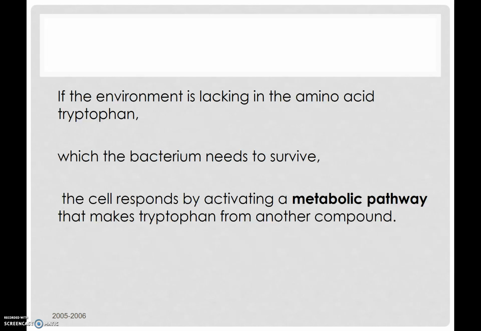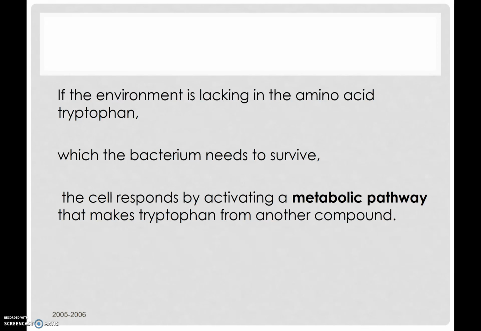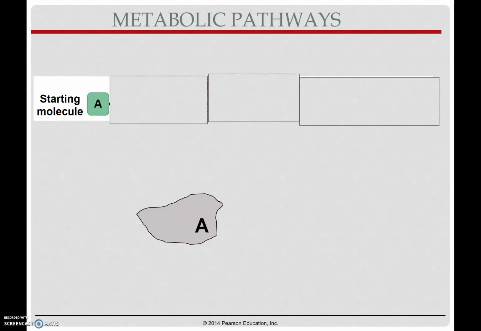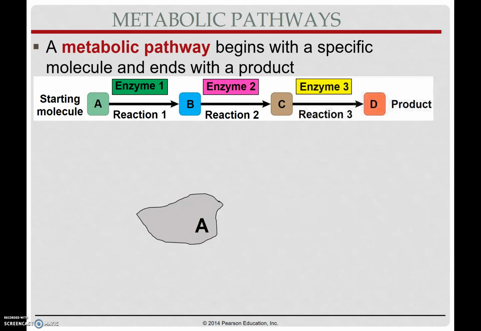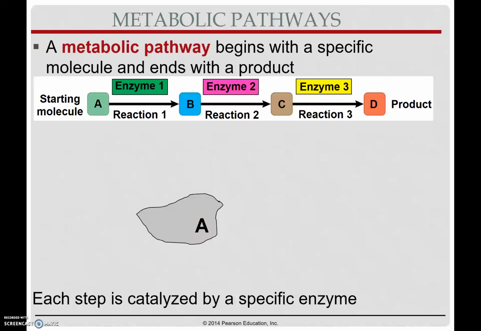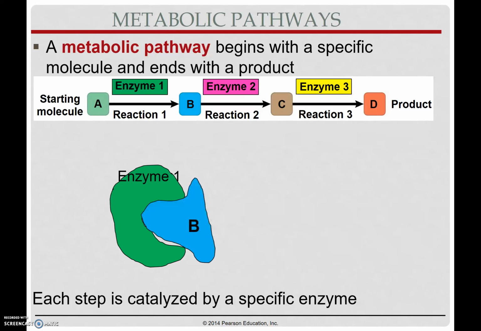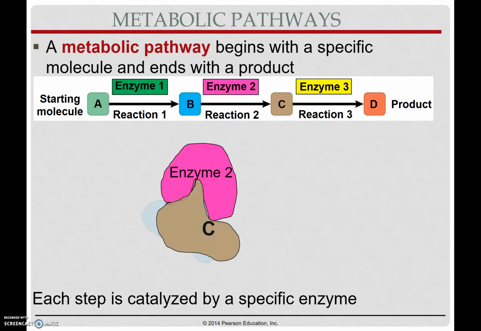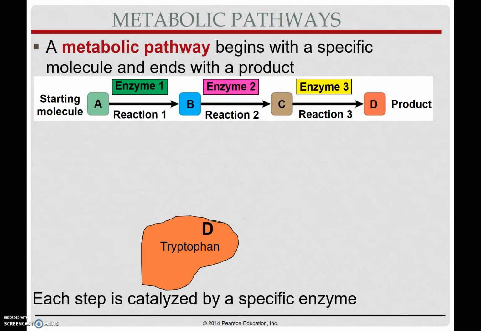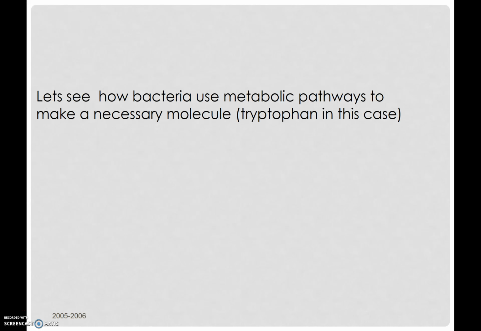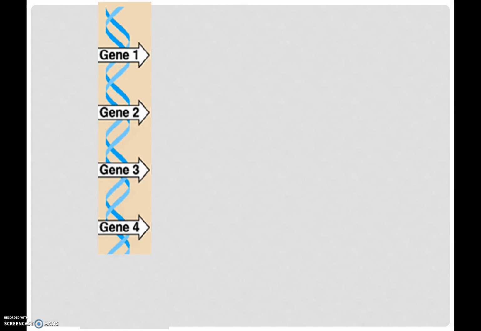So if a bacterium needs to make tryptophan, it's going to activate a metabolic pathway. Now, as a refresher from the beginning of the year, a metabolic pathway is when you start with a molecule and then you have a series of steps controlled by enzymes that catalyze each reaction until you have a final product. Now, in this case, the final product is tryptophan. So let's go ahead and look at, in some detail, how bacteria will activate their metabolic pathways to make tryptophan.